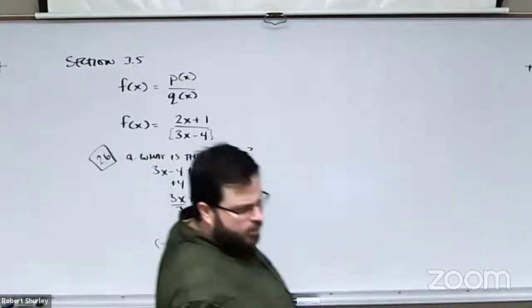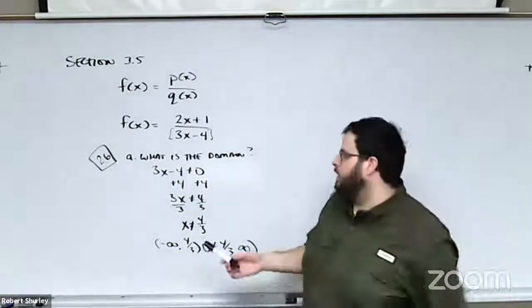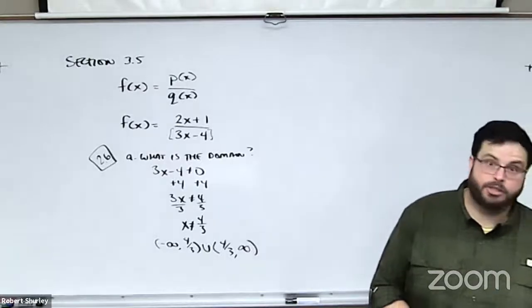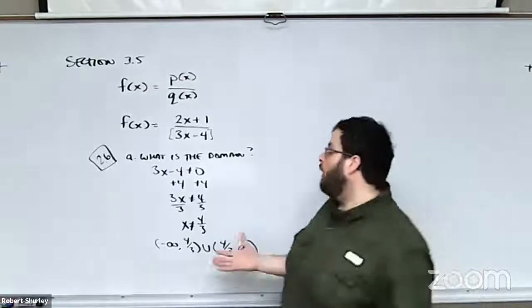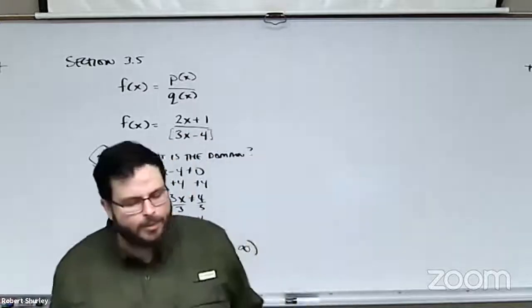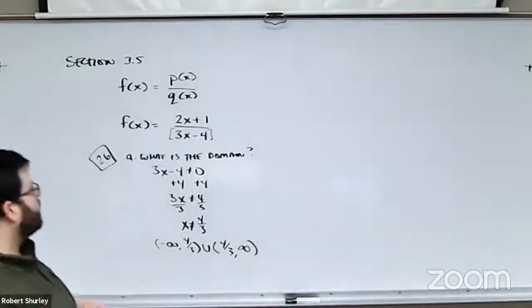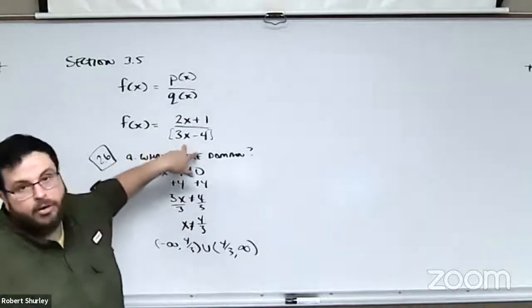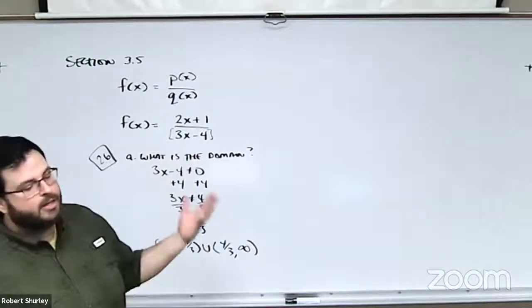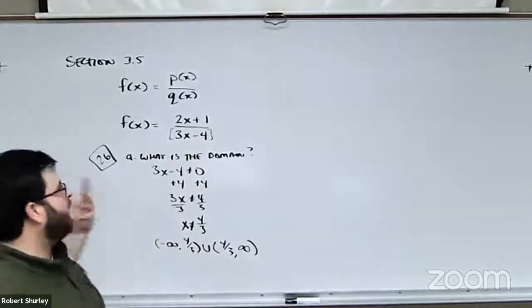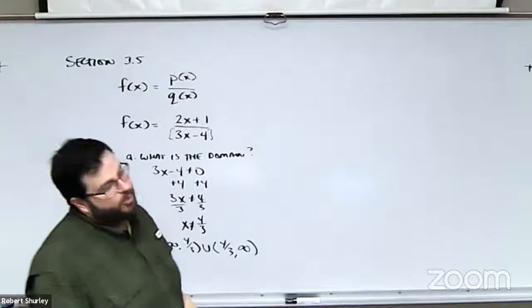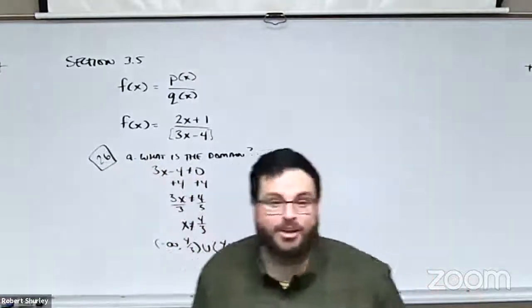Today, though, one of the first things we're going to do is investigate what happens at this domain restriction. What happens at 4/3? We know it's undefined there, right? If we plug that in, this denominator would be 0. So it's undefined. Well, can we find out what actually happens? We'll get to that part here in a minute.